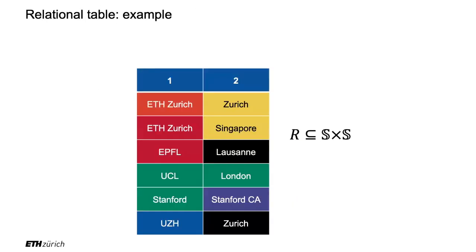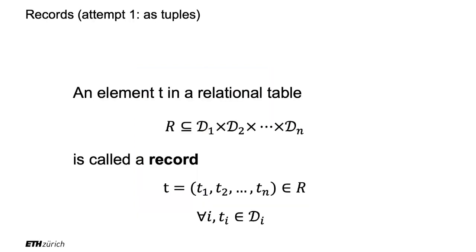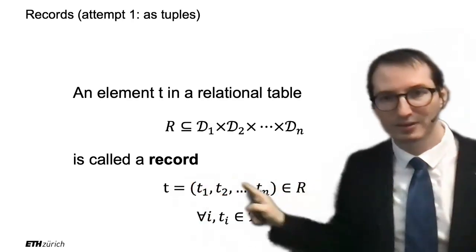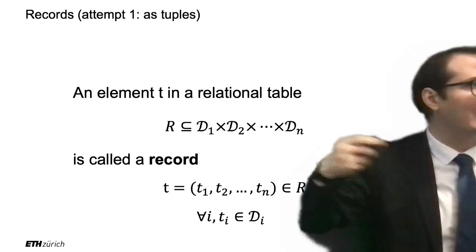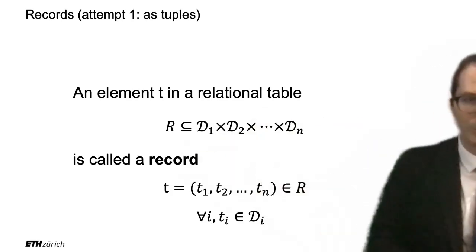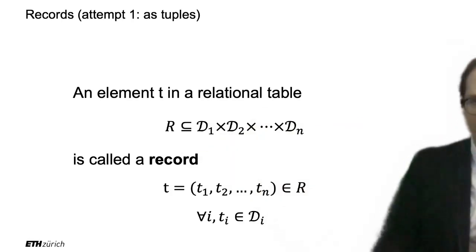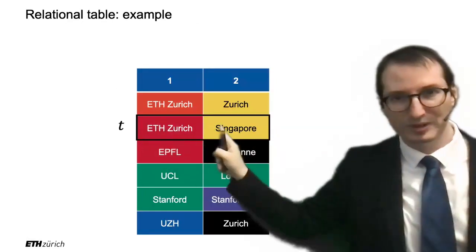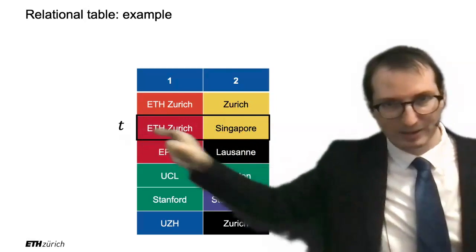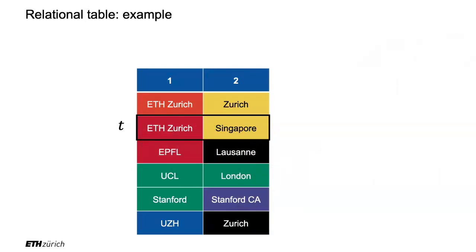All right, so now if we go further, what is an element in a relational table? That's called a record. A record is the same thing as a tuple, a row, and so on. So it's just an element of the relation. Any element of the relation, a tuple, is called a record. Record is really the database term for the tuples and the rows, okay? Records. This is a record, right? It's a tuple, ETH Zurich Singapore, a pair in that case, and that's what we call a record in database terms. We call it T typically because T like tuples.